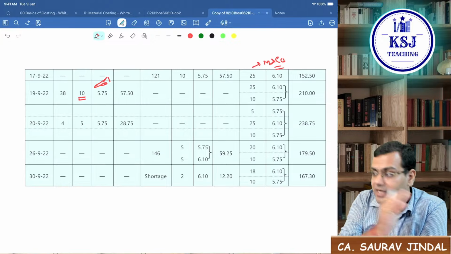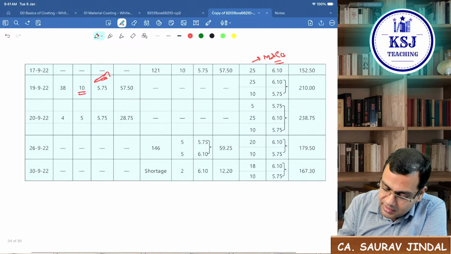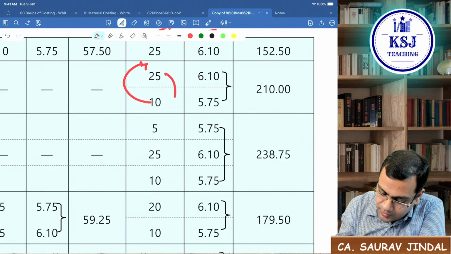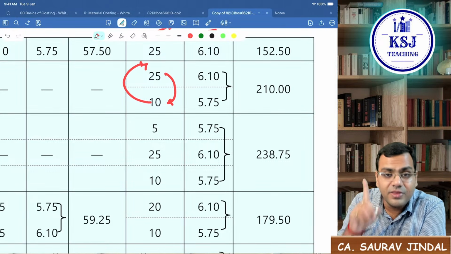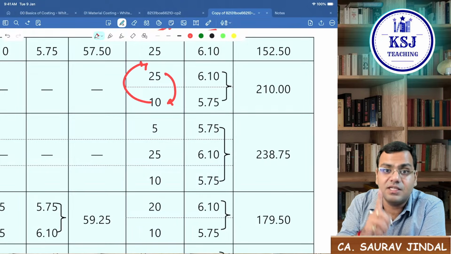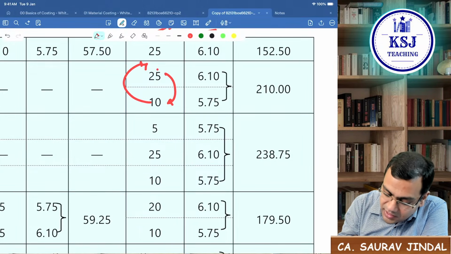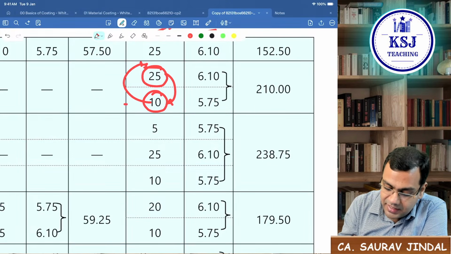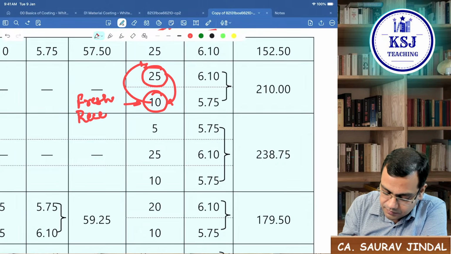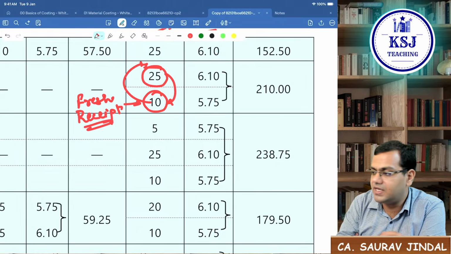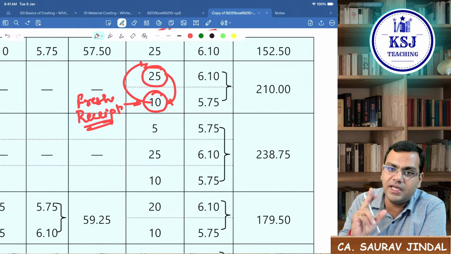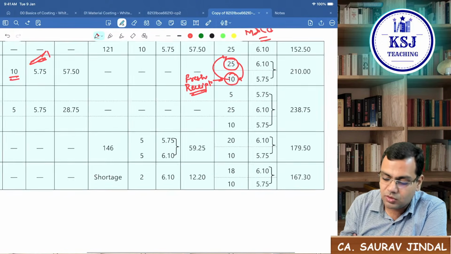Now this receipt here, sometimes the doubt will come that, sir, whether we can show 10 first and 25 later. No, sir. This receipt is to be considered as a fresh receipt. So these 25 units were received first. These 10 units you are receiving later. It is to be considered as a fresh receipt. So if there is any kind of confusion or question in the mind, first you will take this as a fresh receipt only.